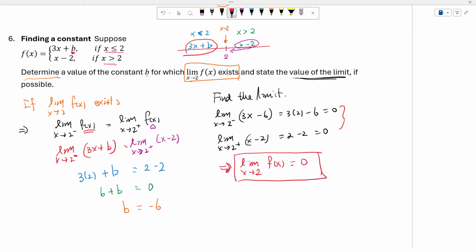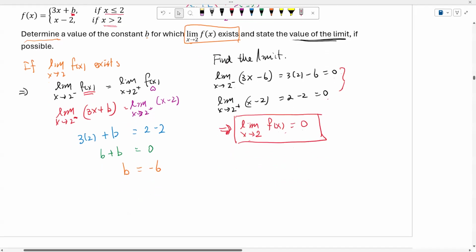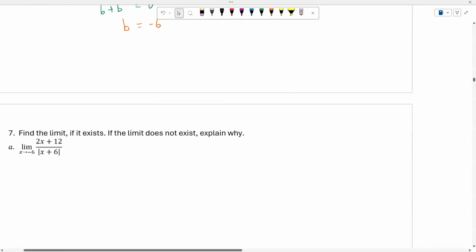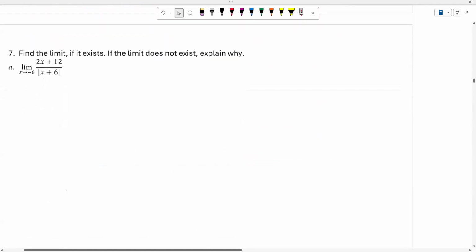So here, you will see that when I work out the problems, when I find the limits, there's no superscript here, no positive or negative here, right? Because this is the result of the limit. We find that from the left it equals 0, from the right it equals 0, then the limit exists, and the limit of f of x as x approaches 2 must be 0 then.